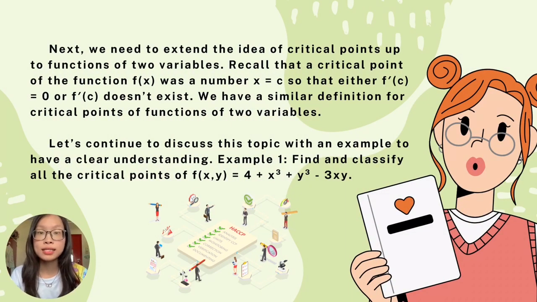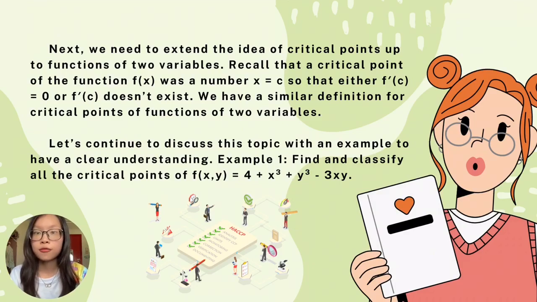Next, we need to extend the idea of critical points up to functions of two variables. Recall that a critical point of the function f(x) was a number x equals c, so that either f prime of c equals 0 or f prime of c doesn't exist. We have a similar definition for critical points of functions of two variables. Let's continue to discuss this topic with an example to have a clear understanding.